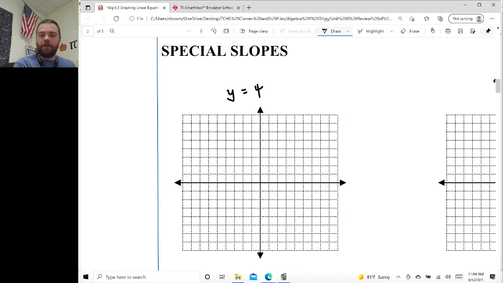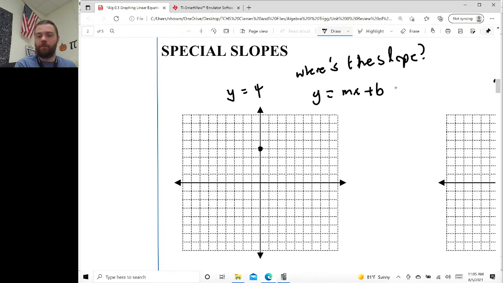And you might be looking at this and you might be saying, okay, I know what the y-intercept is, right? That's a constant term. It has no x with it. I know that it goes through 0, 4, but where's the slope? Well, the slope is actually there. It's hidden, okay? So if I think about this in y equals mx plus b form, I know that b is 4, okay? So y equals mx plus 4 equals 4.